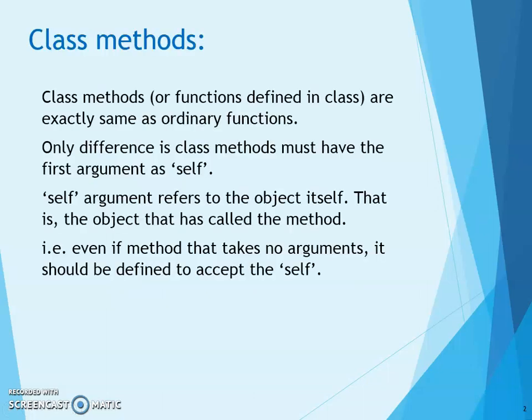Class methods are nothing but the functions we are defining inside a class. These are exactly the same as ordinary functions. The difference between class methods and ordinary functions is that we have the first argument as self. The self argument refers to the object itself, that is, the object that has called the method. It means that even if a method takes no argument, it should be defined to accept that self argument.